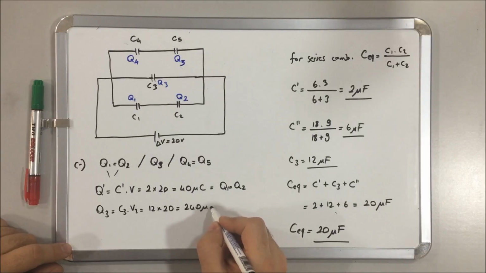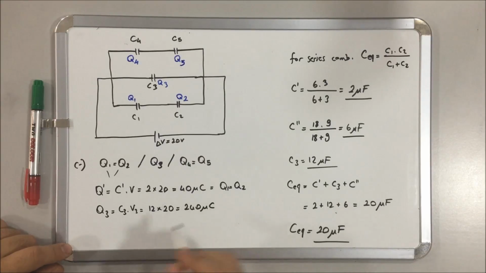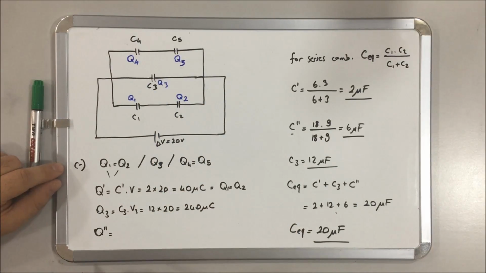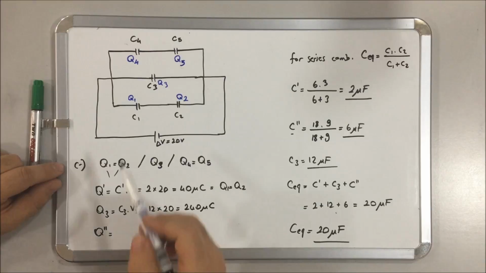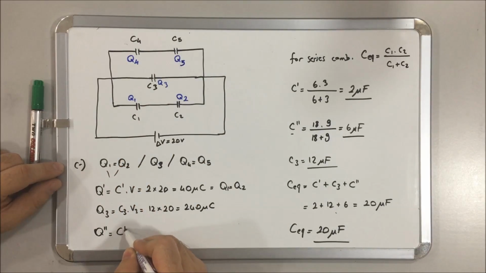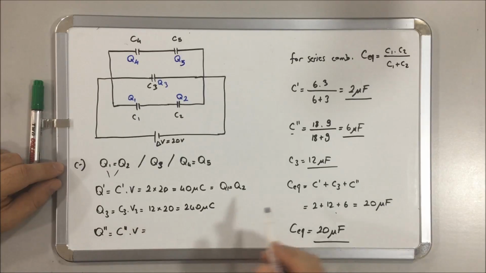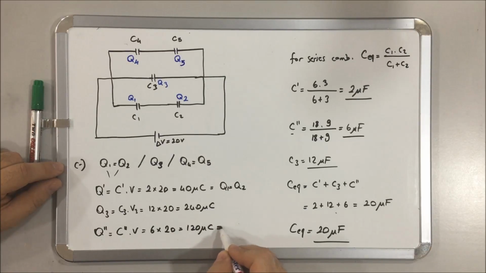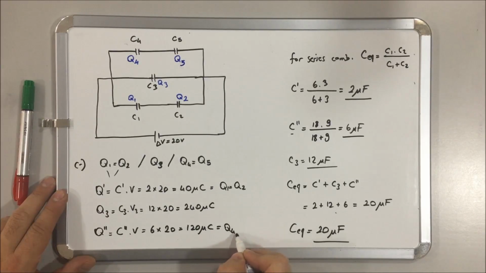So it will be 240 microcoulomb. And for Q4 and Q5, I have to calculate Q double prime. When I find it, that means I will have calculated Q4 and Q5. So it will be C double prime times V. C double prime is equal to 6 microfarad times 20, so the result will be 120 microcoulomb, and these are equal to Q4 and Q5. Thanks for listening.